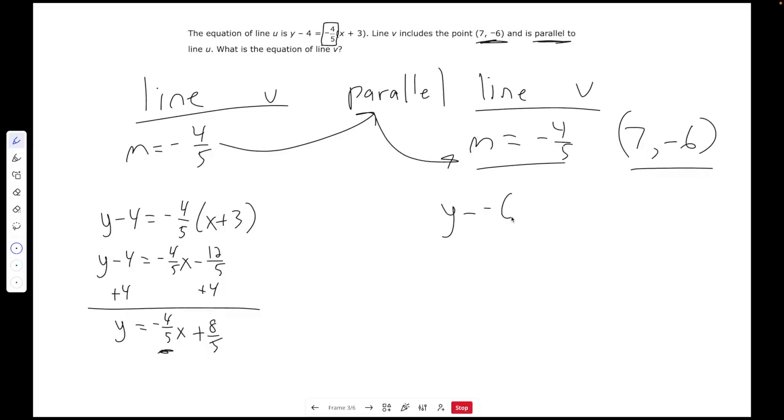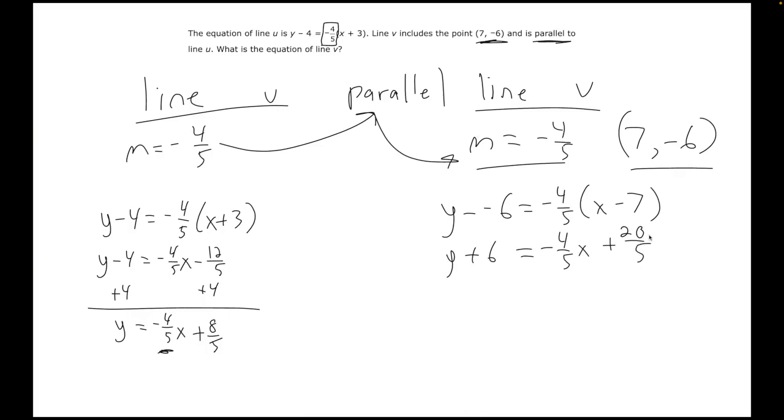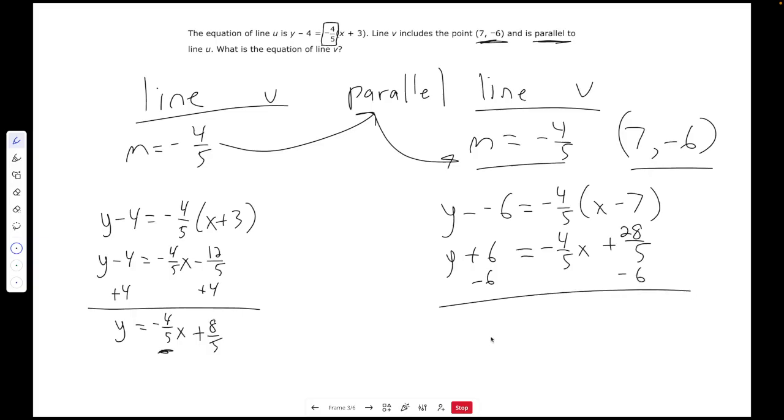So we're going to do y minus -6 equals -4/5 times x minus 7. And solve. Let's go ahead and distribute while we're here. Plus 20/5, not 20/5, sorry, 28/5. And now we add 6 on both sides. And we end up with, let's see, 28/5 minus 6 gives me -2/5. And here's our final answer.